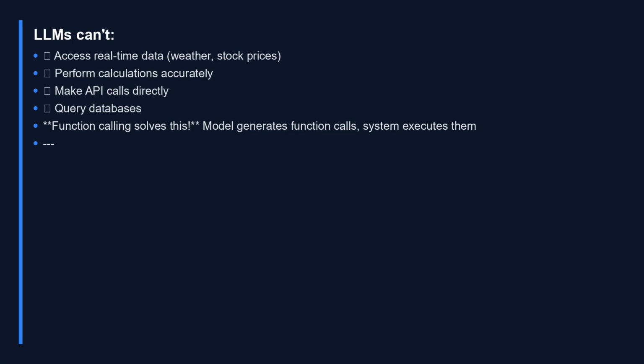This matters because LLMs have hard limits baked in by their training cutoff. They can't access live weather or stock prices. They're notoriously unreliable at arithmetic, and they have no native ability to make network requests or query a database. Function calling is the bridge. The model handles language and reasoning. External tools handle execution and facts. Train your model to recognize when it needs a tool, and you've dramatically expanded what it can reliably do.